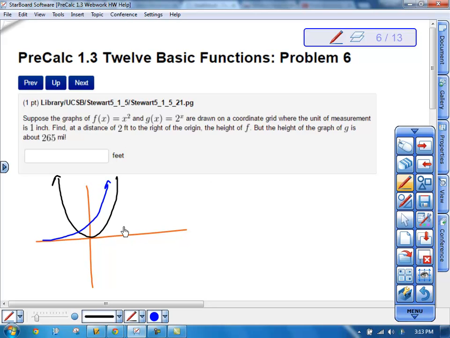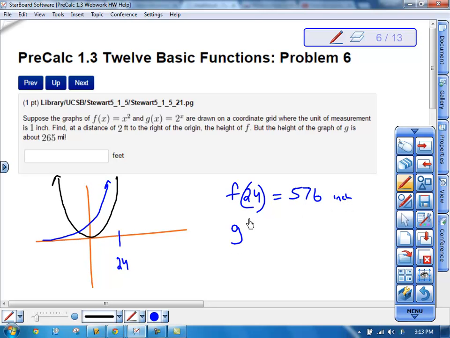make it 1 inch and you're going out 2 feet to the right, 2 feet to the right is like out here, right, which would be 24 inches. You're plugging in 24 into this function. So we're basically trying to find f of 24, which turns out to be pretty big, 576. So on the parabola, if you go out 24 inches, you're up 576 inches, right?